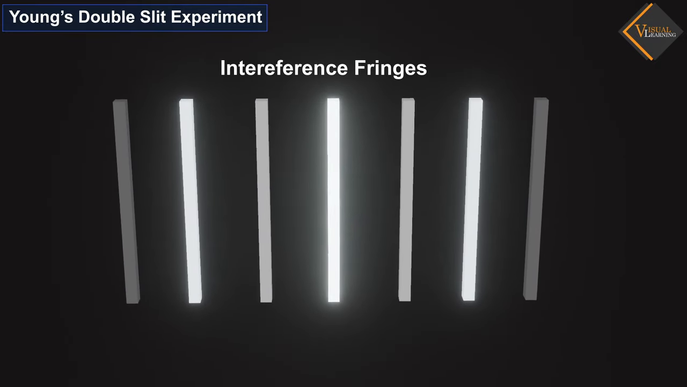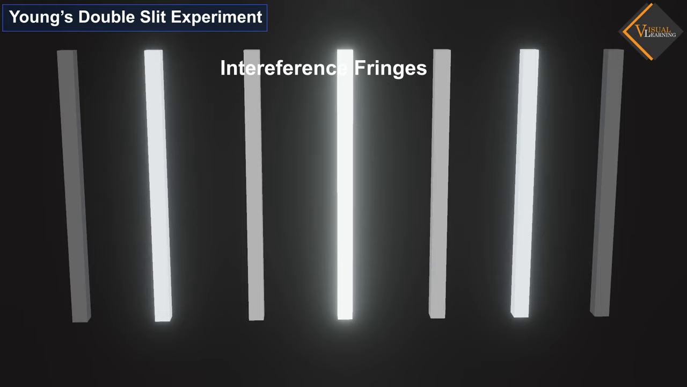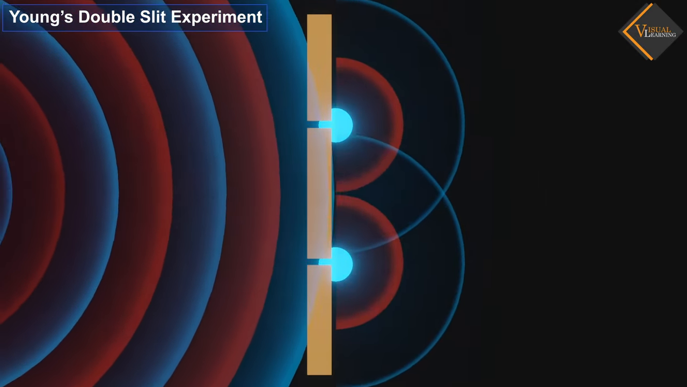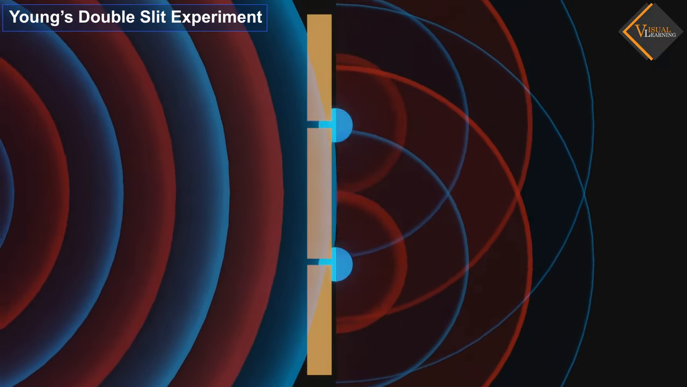In this pattern, dark and bright regions are formed at different places. This pattern signifies that the intensity of the light waves varies at different positions on the screen. Let's explore why this happens. In the animation, we observe that two spherical waves are emitted from both sources, each having a crest and a trough.